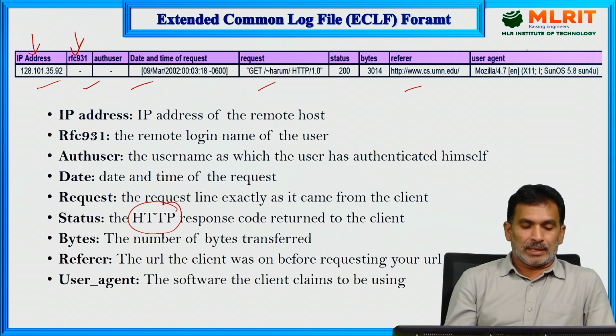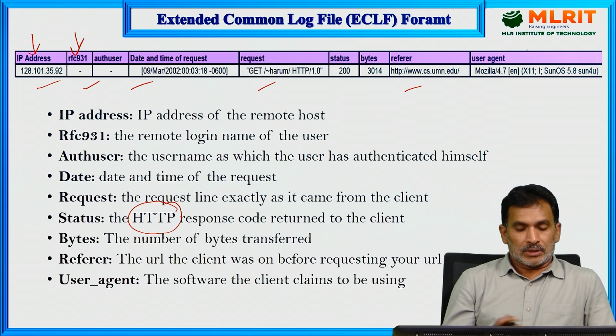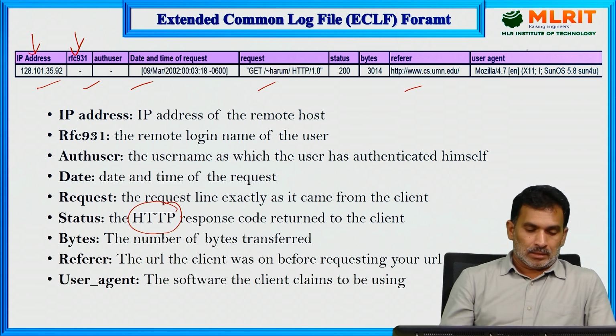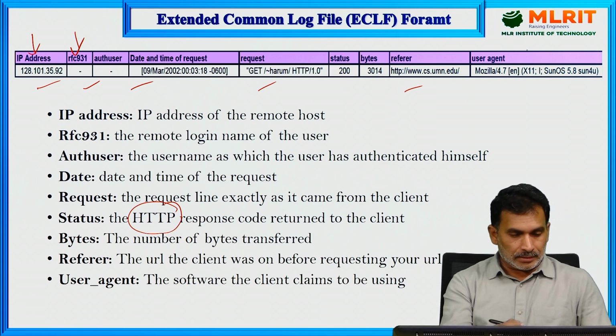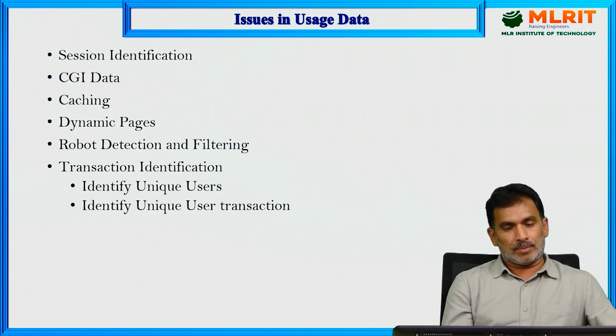Next, bytes, that is the number of bytes transmitted, is also used based on computer behavior: how the data is being transmitted, and whether there is any unusual behavior or abnormal amount of data being transferred. That is used for fraud detection. These are the different fields in the extended common log file format.